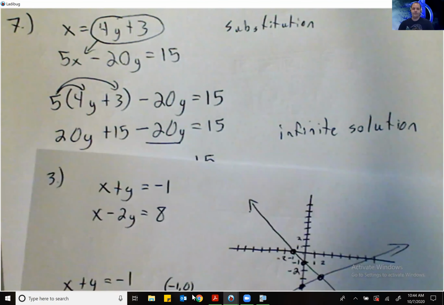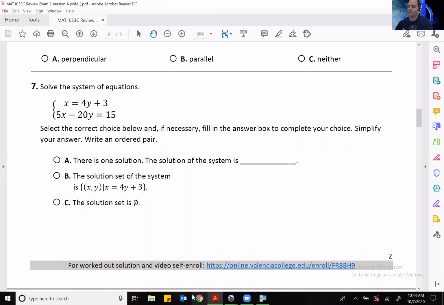Let's go back in case you missed. A, B, or C. Which one do we select? B. Don't select C, that means no solution. We said it has a solution. They are infinite. Remember, that's what B is. This is the infinite answer, because both of these are the same line.